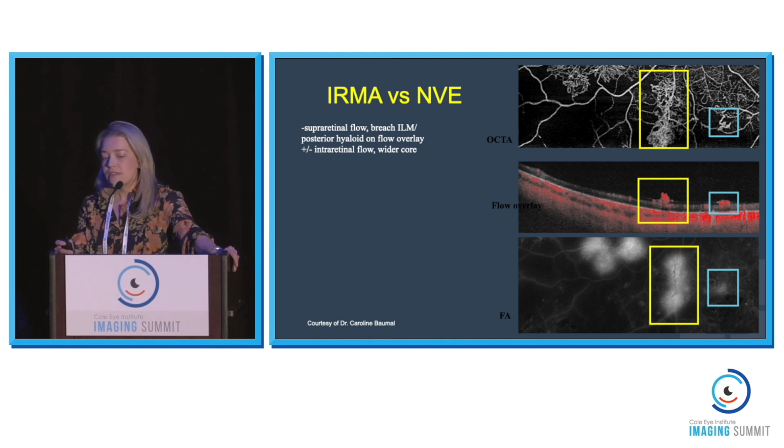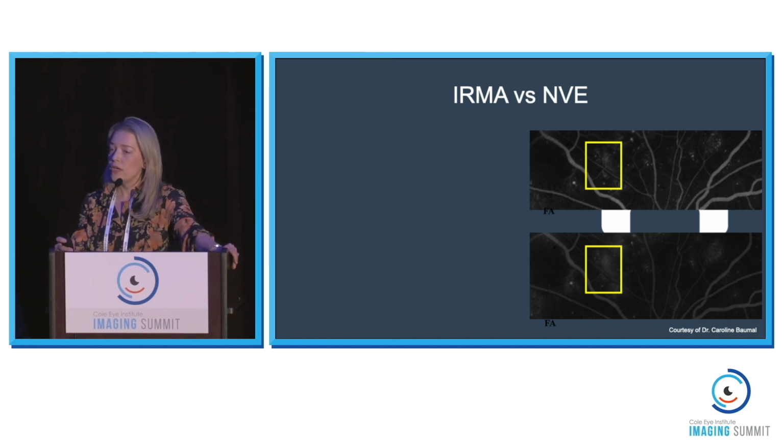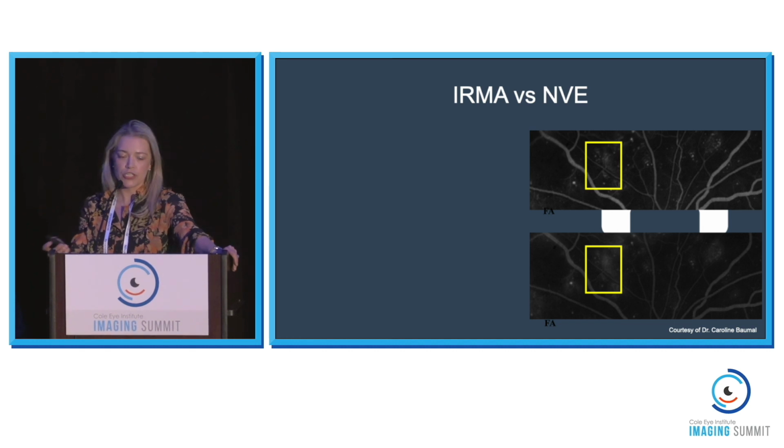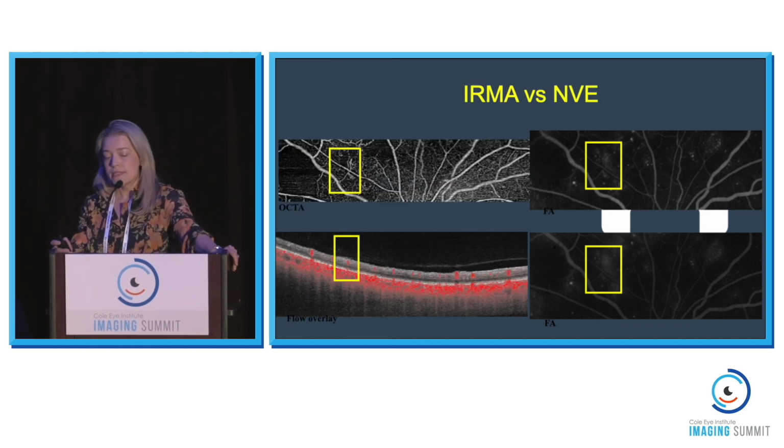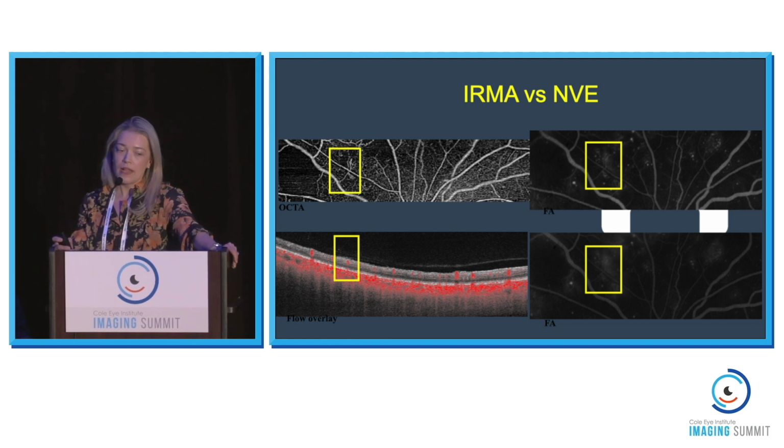So we have this FA, and we've all looked at these FAs where there is some haziness and potential leakage. And when we do the OCTA, you can clearly see that in this patient, this is IRMA versus not NVE because it's confined to intraretinal flow. There is no outpouching or breach of ILM. And this is another patient in whom you can see that this is neovascularization elsewhere, as you have the supraretinal flow with breach of ILM and the posterior hyaloid on flow overlay.